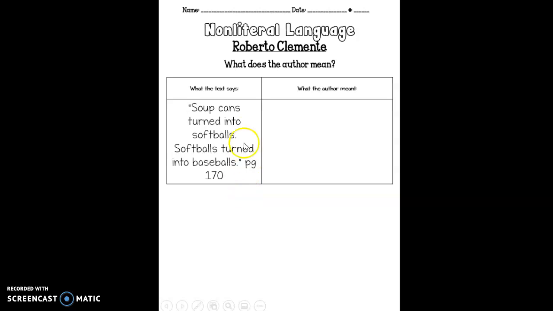On this page, did it really mean that a soup can turn into a softball? Would it magically transform from a soup can into a softball? Or can a softball magically transform into baseballs? Not in this text. This is not a fantasy. This is a biography, a true story. Soup cans can't really turn into something else.